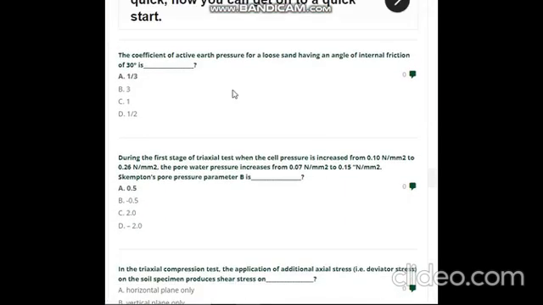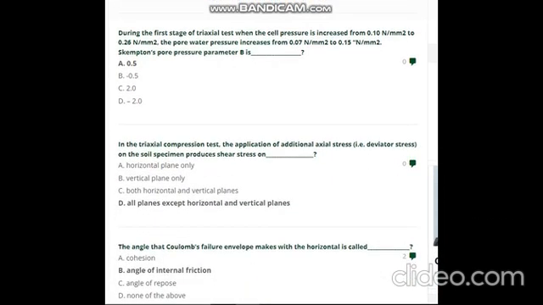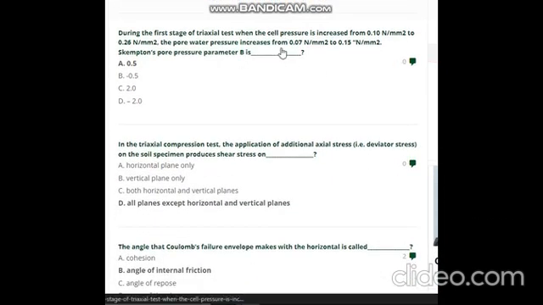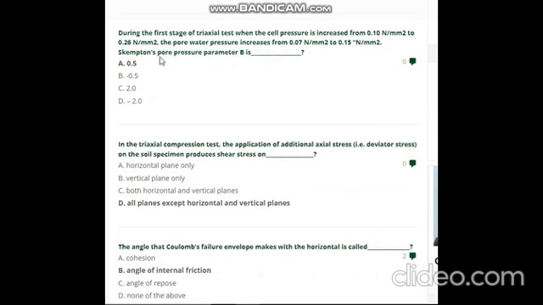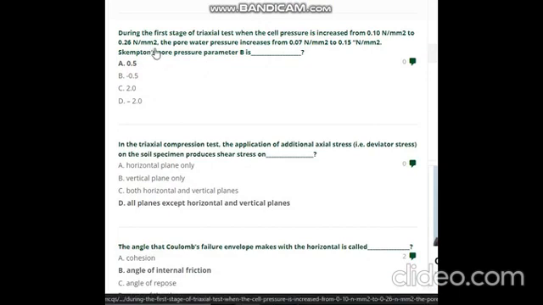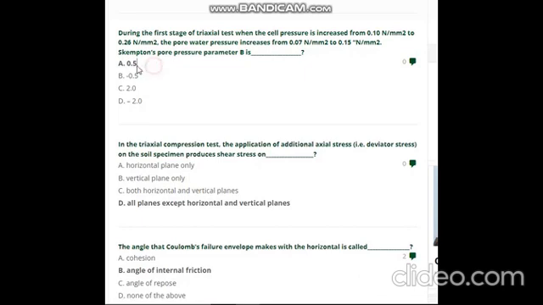The coefficient of active earth pressure for a loose sand having an angle of internal friction of 30 degrees is 1/3. During the first stage of triaxial test, when the cell pressure is increased from 0.10 Newton per mm square to 0.26 Newton per mm square, the pore water pressure increased from 0.7 Newton per mm square to 0.15 Newton per mm square. B value is 0.5.